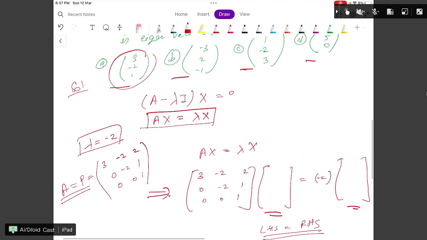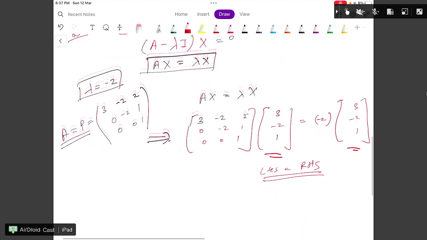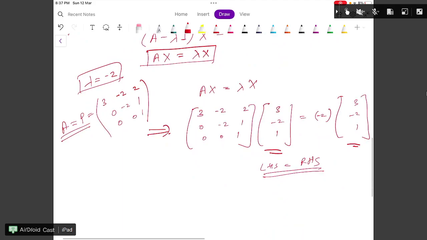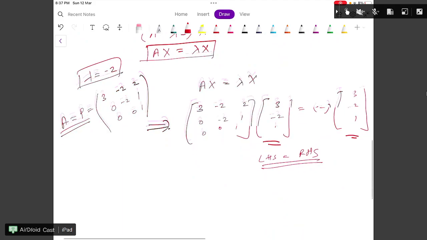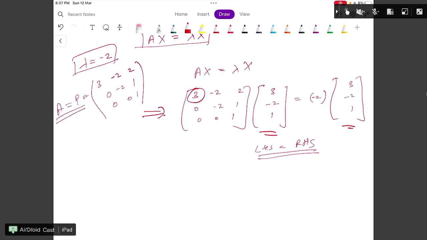So this option I will substitute here: 3 -2 1, 3 -2 1. Now solve. What do you get? After solving, first row, first element, it is 9. Then this element into this element, it is plus 4. Then this element into this element, it is 2.